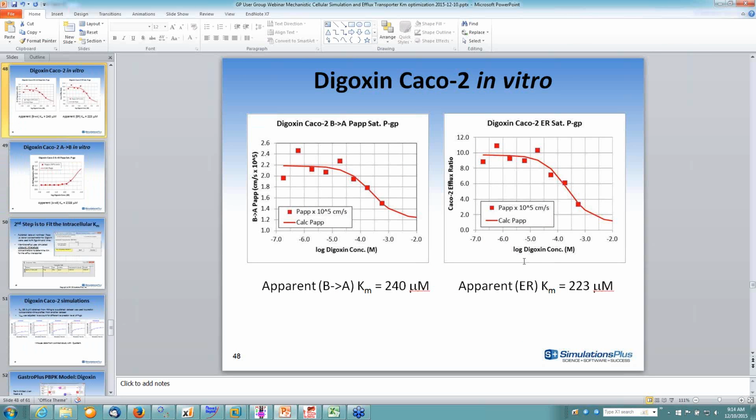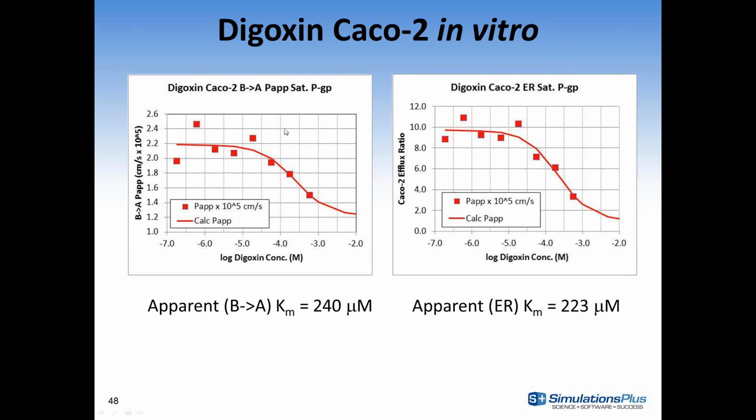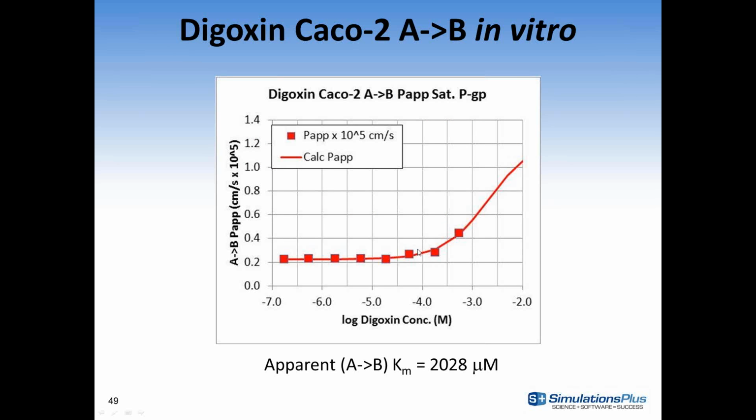Okay. So now we're looking at digoxin, and we're looking at the apparent permeability when we saturate PGP. It's going down from 2 times 10 to the minus 5 to about 1.2 times 10 to the minus 5. And going in the A to B direction, even though the Km is higher, that permeability is going to eventually saturate around 1.2 times 10 to the minus 5. So the A to B, the B to A, when the PGP is saturated, should have a passive permeability of 1.2 times 10 to the minus 5.